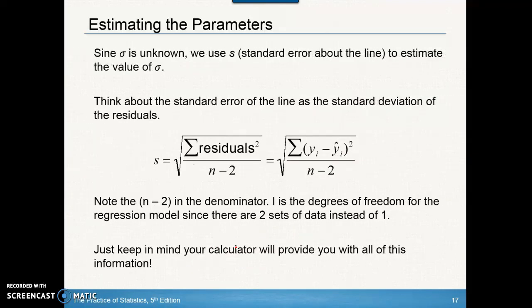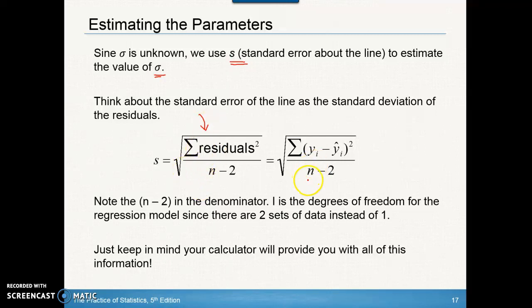All right, now, since the population standard deviation is going to be unknown, we're going to use this. We've already talked about this: the standard deviation of the line to estimate the value of the standard deviation of the population of y. Now, let's think about the standard error of the line as the standard deviation of the residuals, because the residuals, remember, tell us on average how far away something is from the mean.